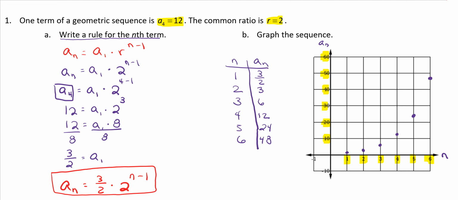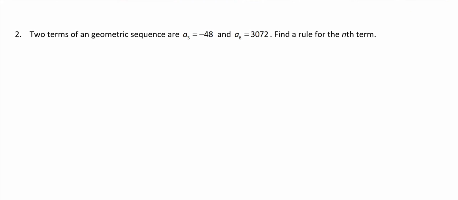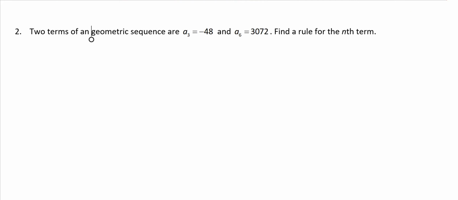Now, because this is not an arithmetic sequence, it does create a problem when we don't know the common ratio. So for example, in the second problem, 2 terms are given. Find the rule for the nth term. They don't tell us the first term, they don't tell us the common ratio. And then we can't figure this out using slope because this isn't a line.